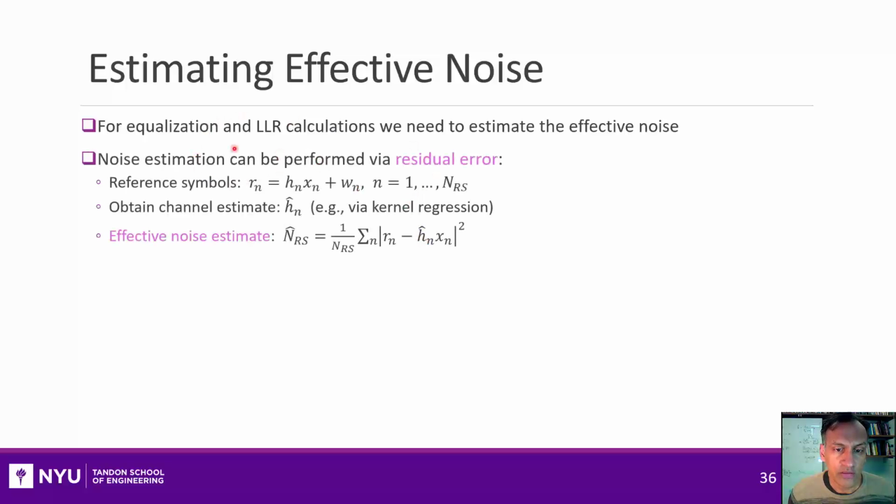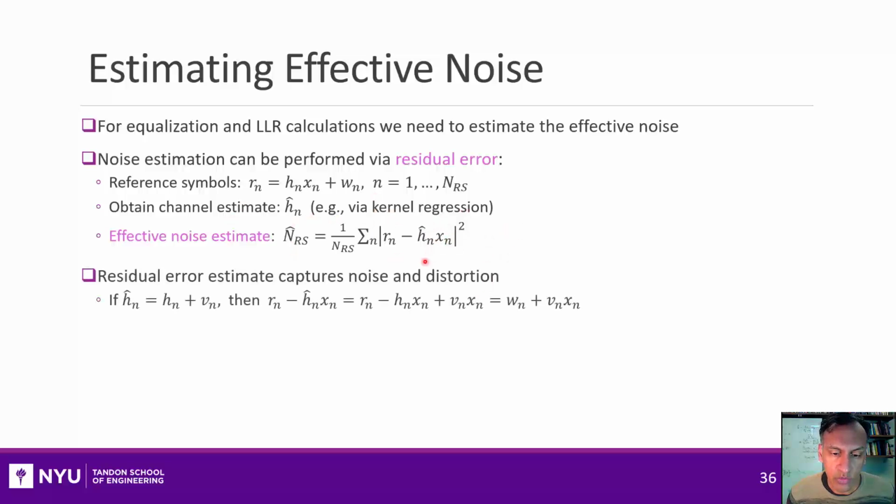So usually the noise can be estimated by looking at the residual error. So what happens in this case, if I have some reference symbols, which are the received symbols, equal to channel times x plus noise, and then I can get some channel estimate. So what I could do is come up with an effective noise estimate by just looking at the difference between the received symbol and the estimated channel times x of n. All right, and then I take that average. This term here will have, in some sense, both the noise and the distortion, because remember that if I take the Rn and substitute it in here, I'll have a term which is related to the noise, and it will have a term that's related to the channel estimation error, so it captures both.